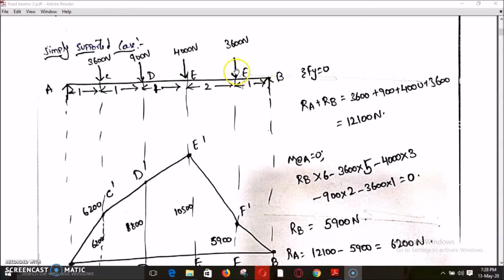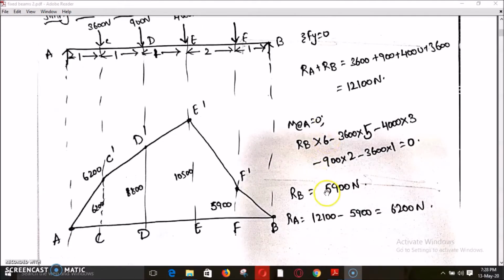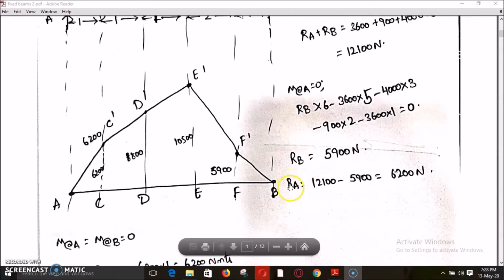So RB into 6 minus 3000 into this distance, which will be 5, and 4000 into this distance, which will be 3, minus 900 into 2, minus 3600 into 1. By solving this, we will get RB value as 5900, and by substituting this RB value in RA plus RB equal to 12,100, we will get RA as 6200 Newtons. So these are my RA and RB values.